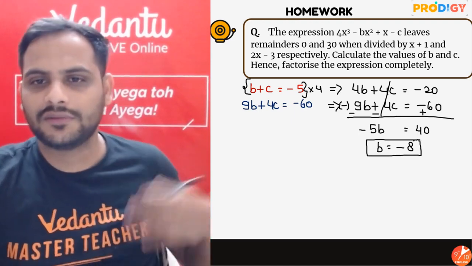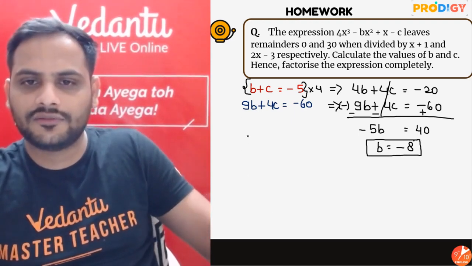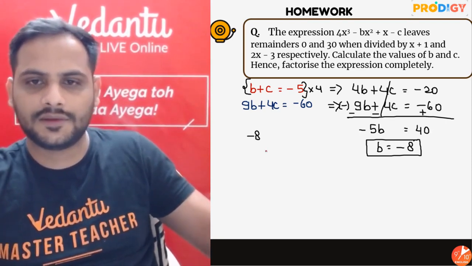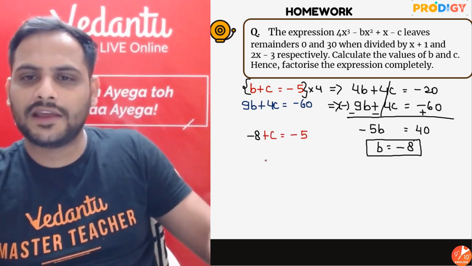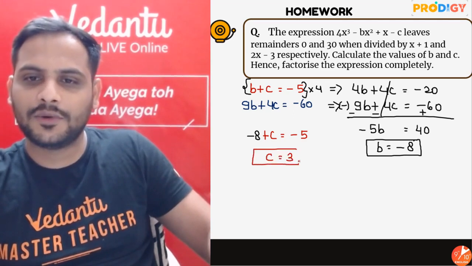b is minus 8. Put minus 8 in any of the equations. Suppose the first one. So first equation: minus 8 plus c is equal to minus 5. Minus 8 shifted there will become plus 8. Minus 5 plus 8, so c is equal to 3.